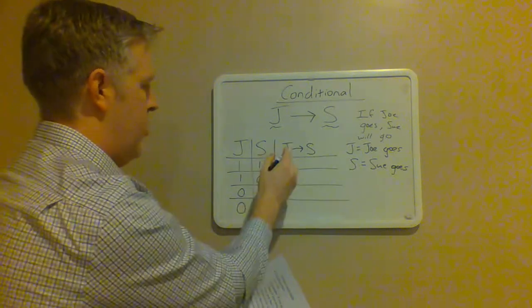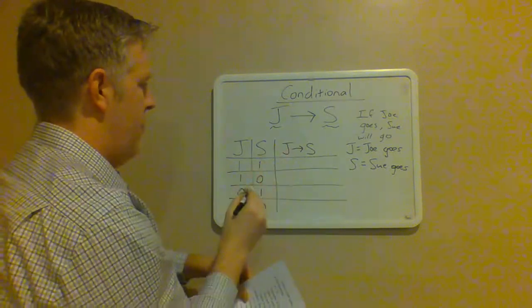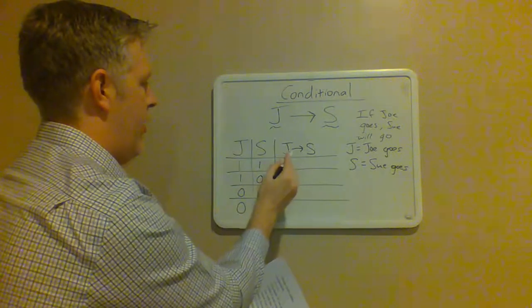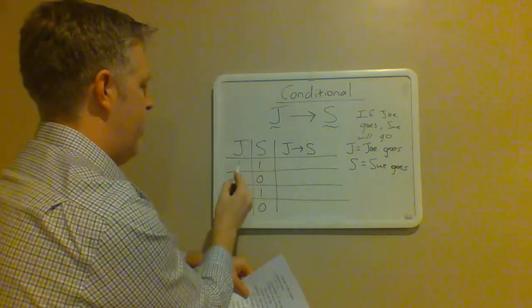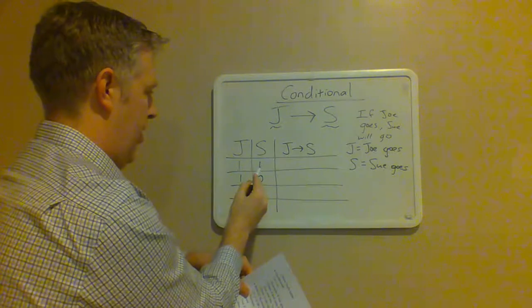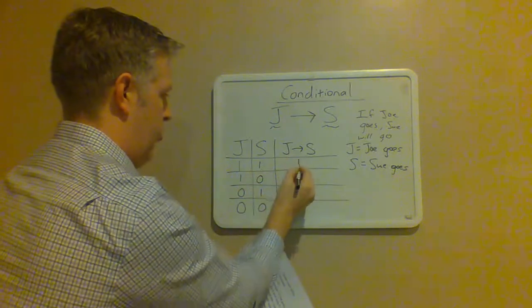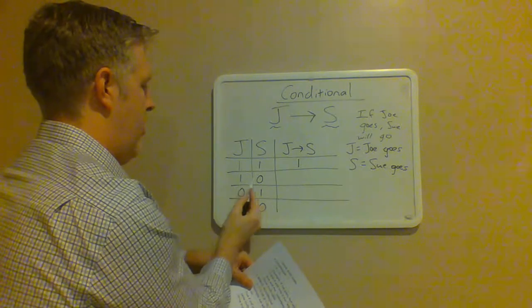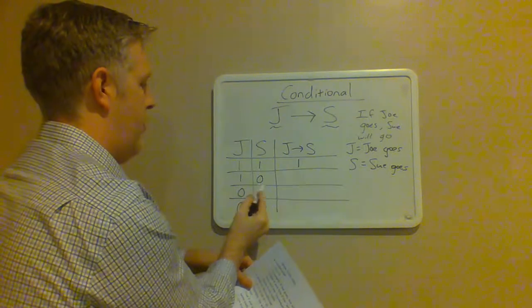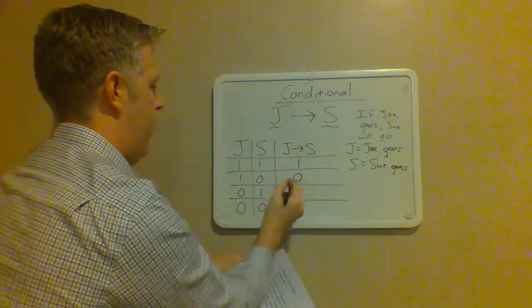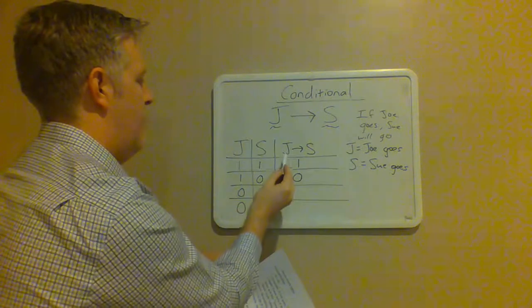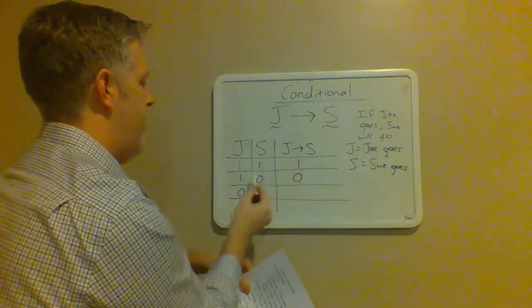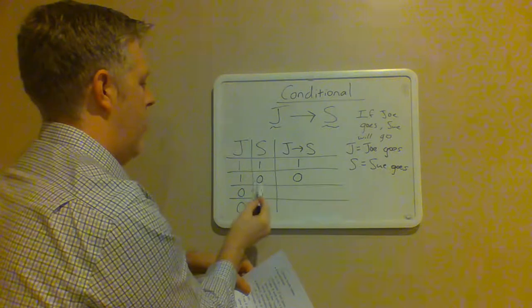So again, when is the conditional false? If and only if the antecedent is true and the consequent is false, right? So here the antecedent is true, but look, the consequent is also true, so the conditional will be true. Here we have a case where the antecedent is true and the consequent is false. So here's an example of where it would be false. They made a promise that if J is the case, S will be the case, and it didn't happen, right?